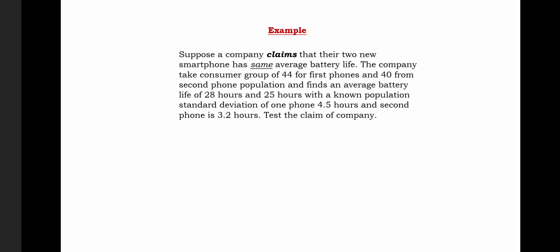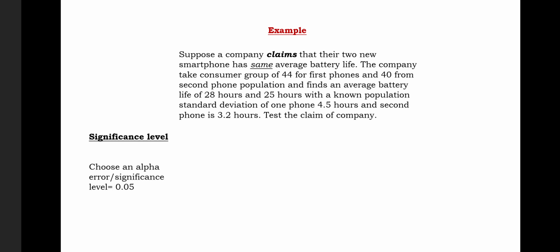What we are seeing here is that the samples of both phones are more than 30. Okay. One sample we took 44, one sample we took 40. And we tried to find the average battery life. The average battery life of the sample that we took was 28, and the average battery life was 25 for the second phone. The population standard deviation is also given for the first phone, that is 4.5, and the second phone's population standard deviation is 3.2.